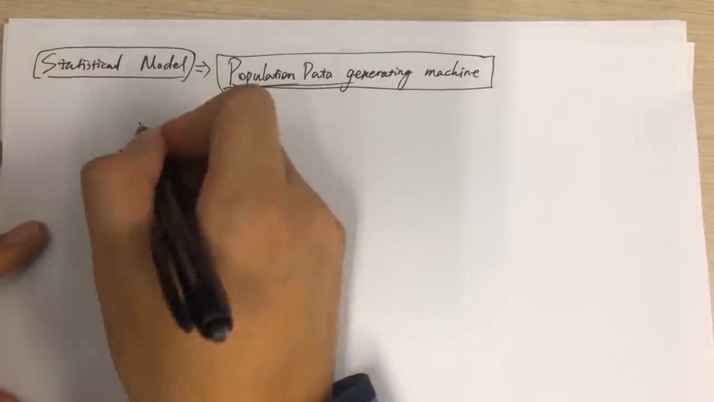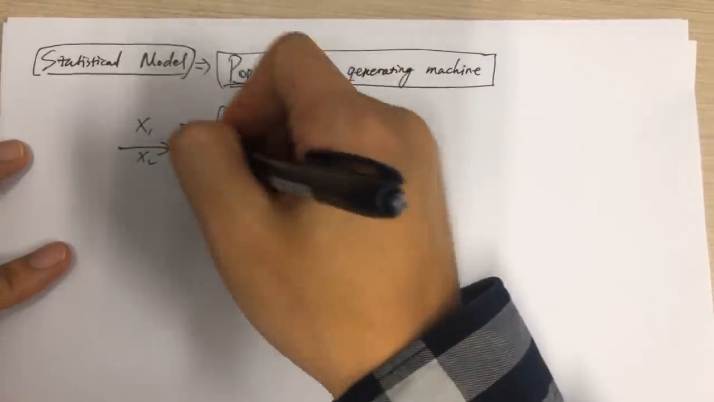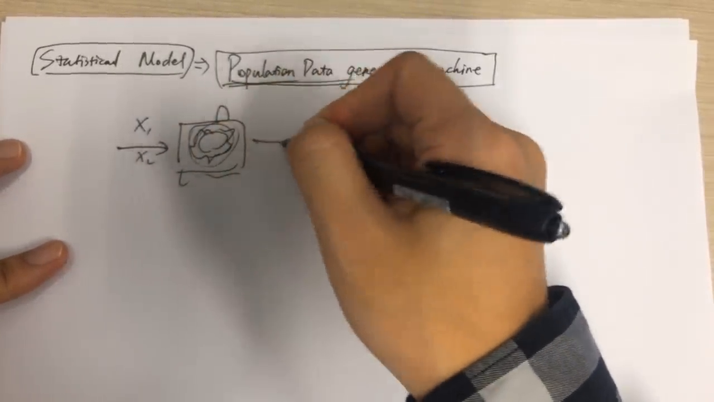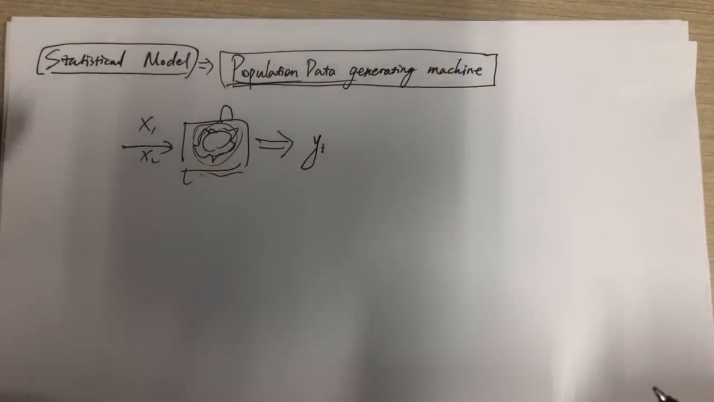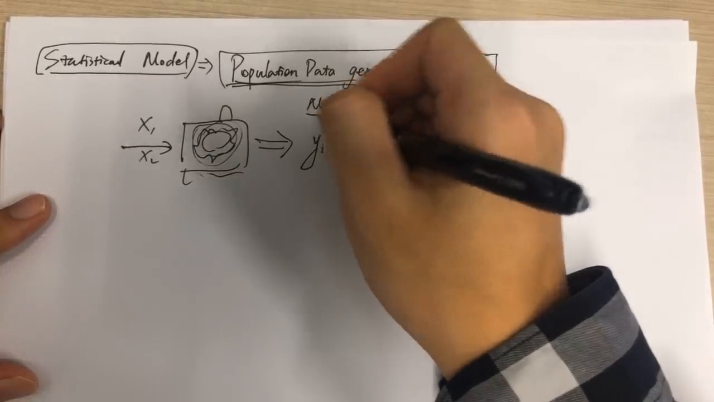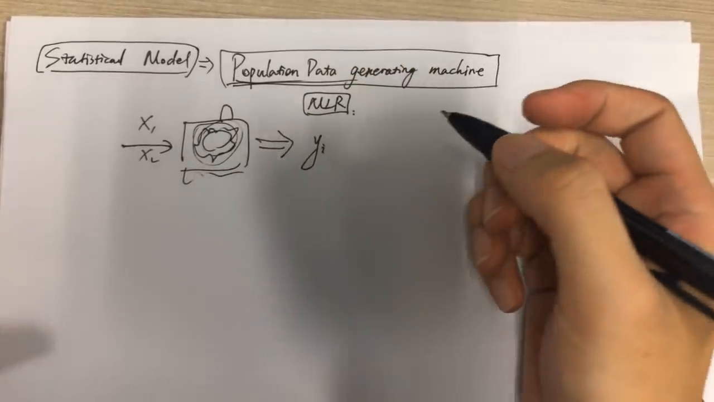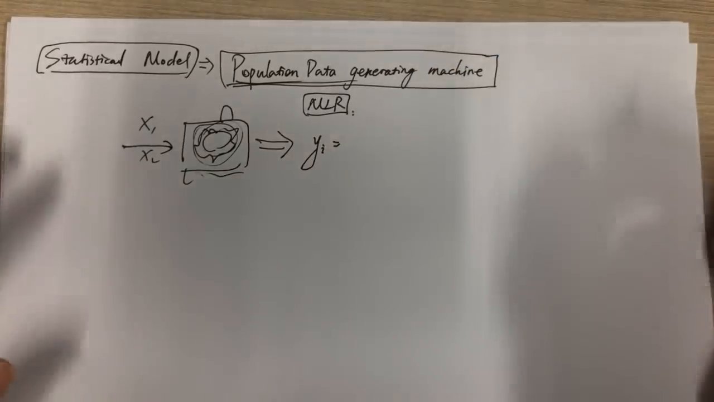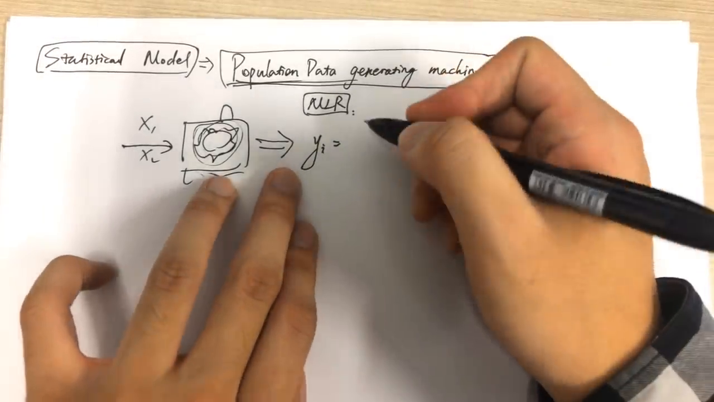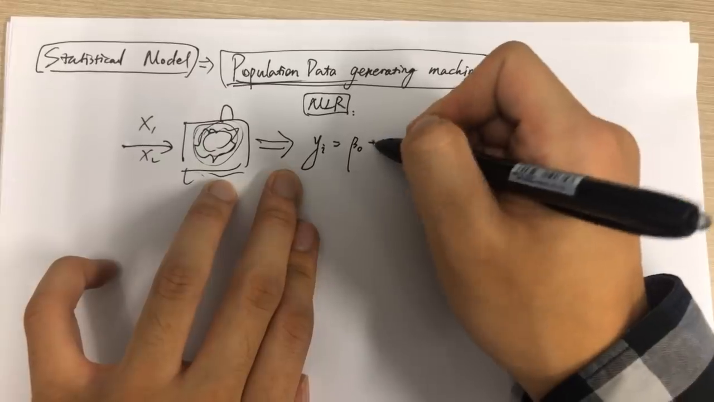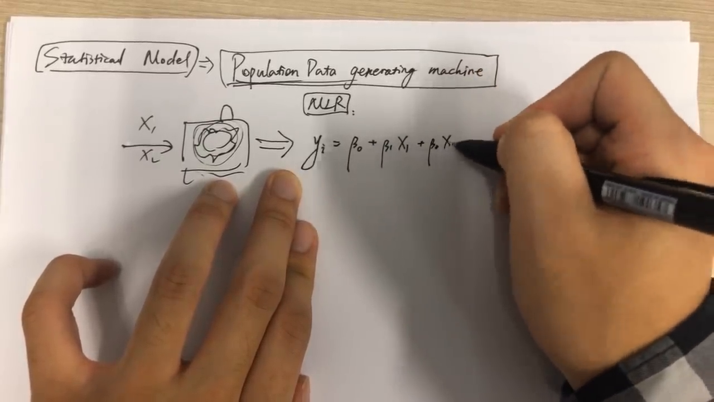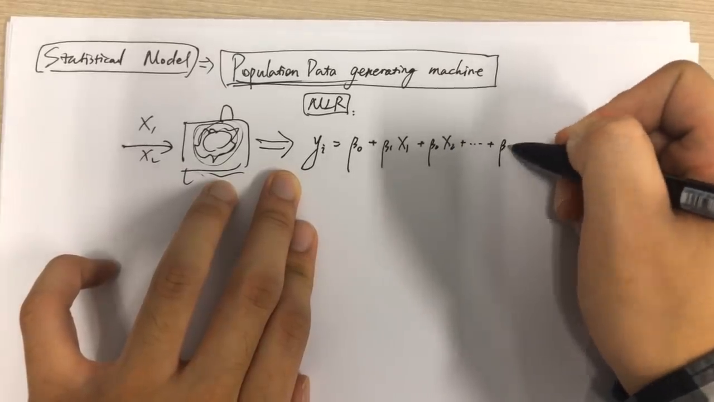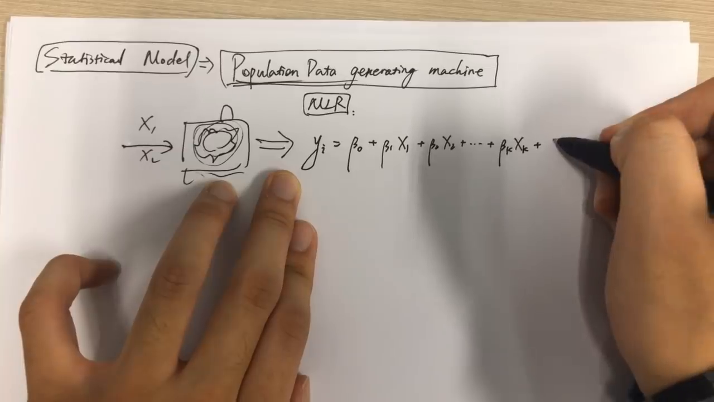So this is a kind of machine. And your input may be some variables, x1, x2, whatever. And after some operations, it will generate a data y. Right? So a linear regression model, or multiple linear regression model, is a set of rules, or a machine, that generates the data like this. It starts with a linear function, beta 0 plus beta 1 x1 plus beta 2 x2 and so on, plus beta k xk plus epsilon.